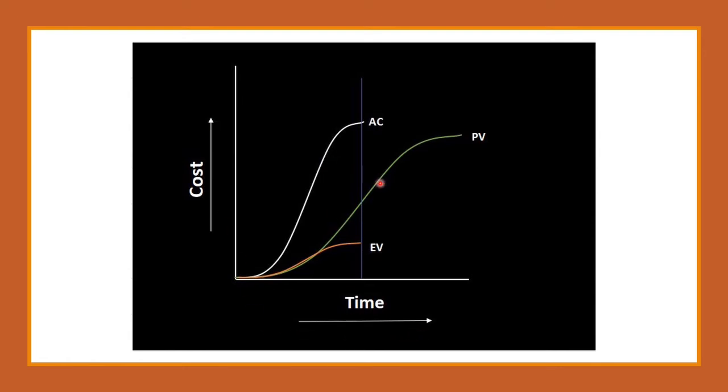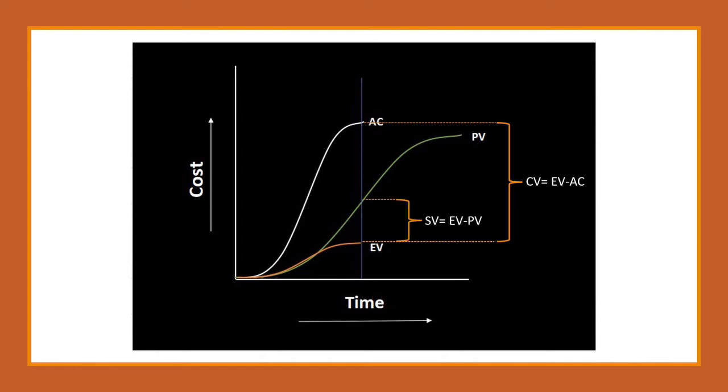You can see three different curves here. This curve denotes the actual cost. This is the PV curve, or the planned value curve. This is the earned value, or EV curve. This vertical line here is any given point in time. At any given point in time, the difference between earned value and the actual cost is known as cost variance, or CV, which is equal to EV minus AC.